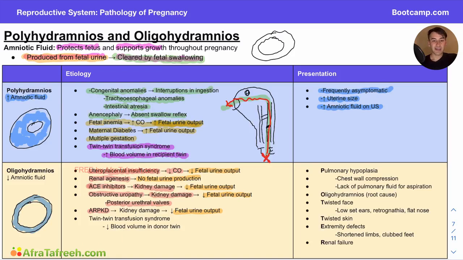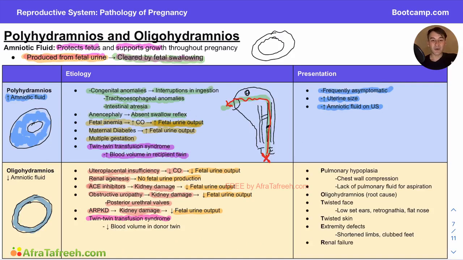These fetuses are going to have poorly functioning kidneys because they are loaded with cysts, and so these are not going to be effective at producing urine. So again, same theme: kidney damage, non-functional kidneys, reduced urine output. And then finally, let's talk about twin-twin transfusion syndrome. I'm going to highlight this in pink like I did above.